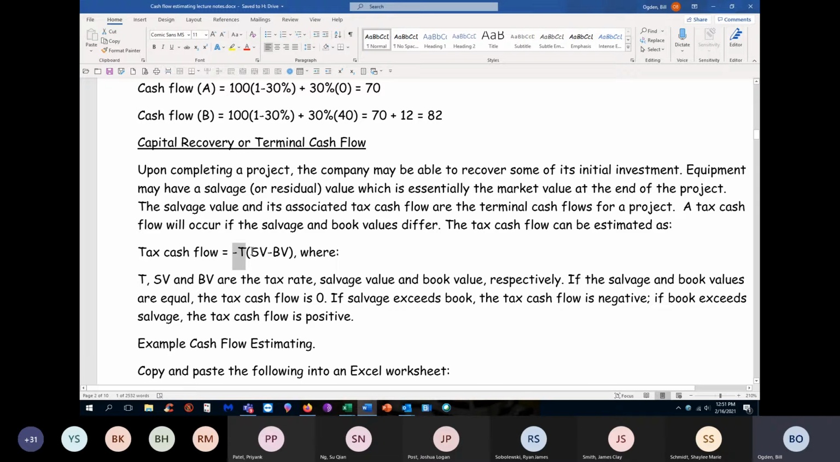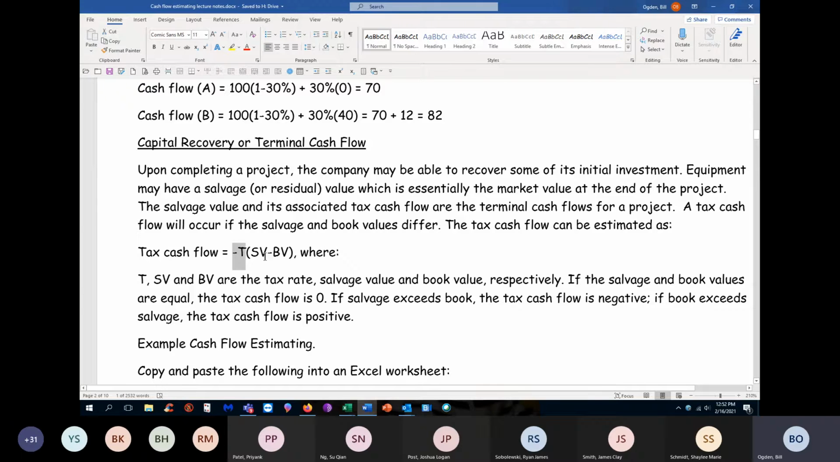What happens if, now, you know, sometimes when you use straight line depreciation, you take the acquisition cost and subtract the salvage and divide by the number of years. Well, if you do that, then at the end of the project, the book and the salvage are identical. So therefore, the salvage and book being equal to each other, there is no tax cash flow.